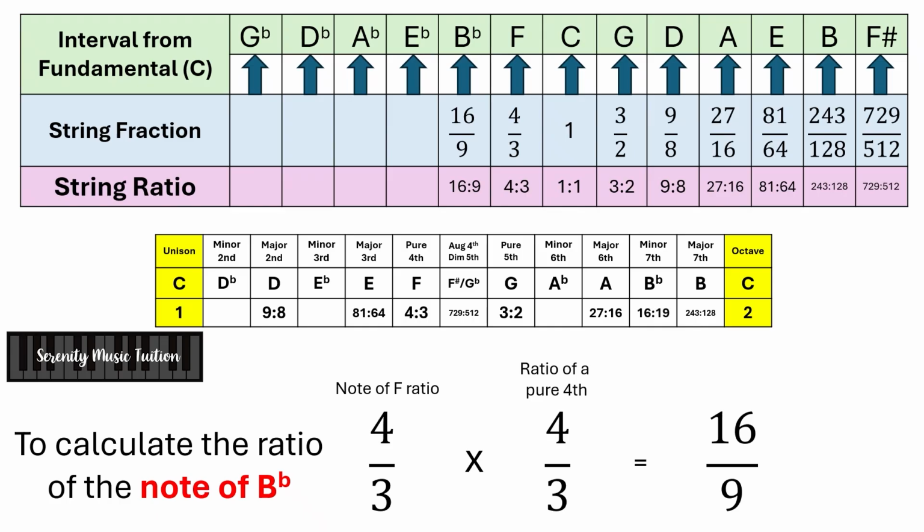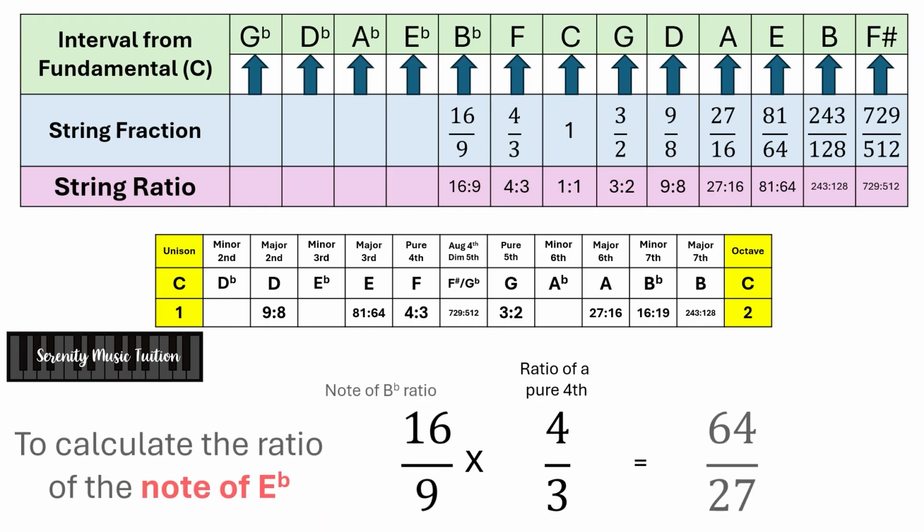Time to pile on our next pure fourth, which we remember is equivalent to a fifth if we were moving left. To calculate the string ratio needed to produce the interval which leads to the note E flat, we need to take the ratio of the previous note of B flat and multiply it by the ratio of a pure fourth, which is 4/3.